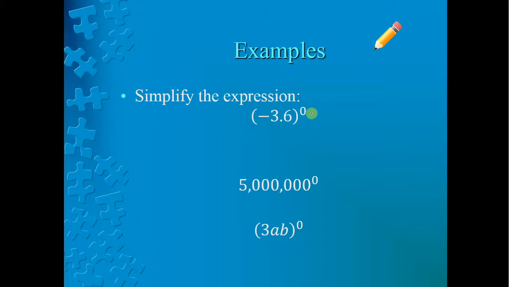Negative 3.6 to the 0. 1. 5 million to the 0. 1. 3 times a times b, all to the 0 power. 1. Don't be tricked on these. These are as simple as they can be.